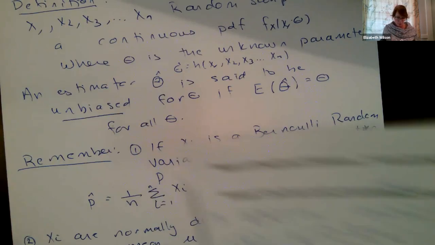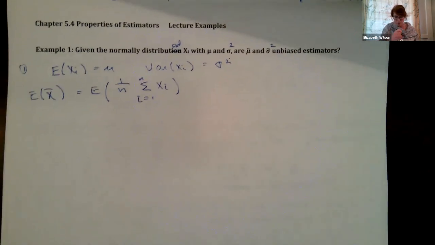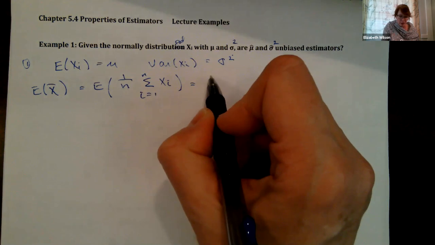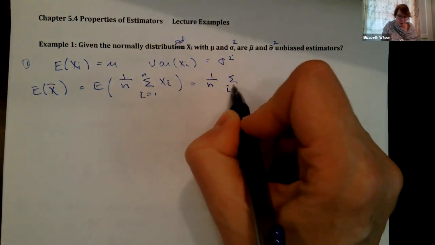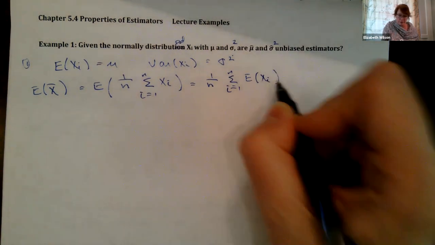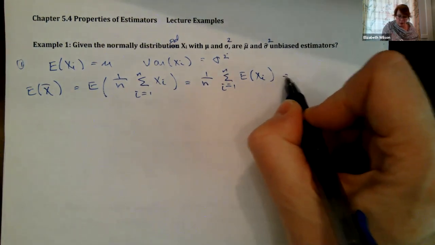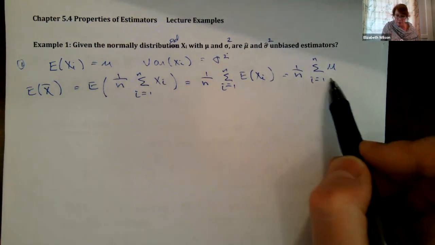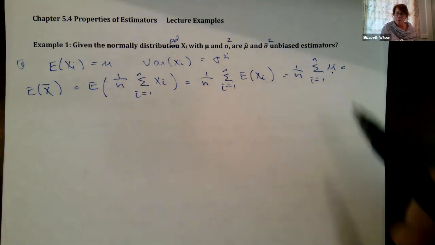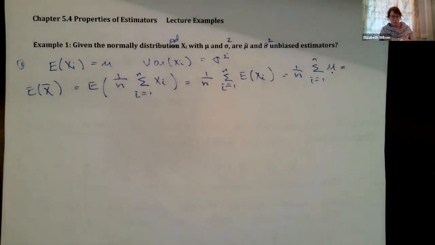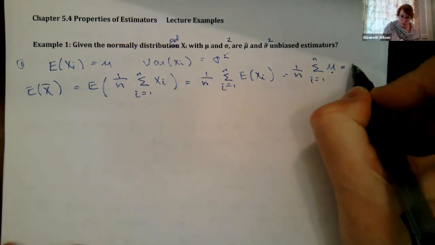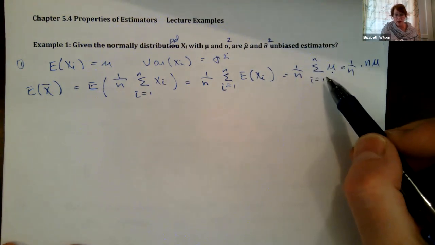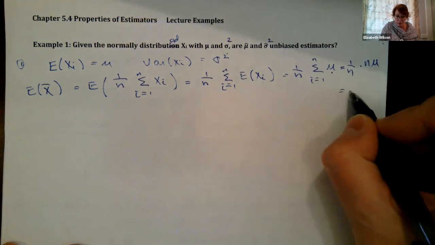That was just taking what we wrote here and putting the actual formula in for my expected value. Now I'm going to do the expected value. The 1 over n is a constant, so this is 1 over n, sum i equals 1 to n, of the expected value of x sub i. Since the expected value of x sub i is our mean, I substitute it in here. If I sum up mu plus mu plus mu, that's like saying n times mu, so it's 1 over n times n times the mean. The n's cancel, and this is equal to the mean.